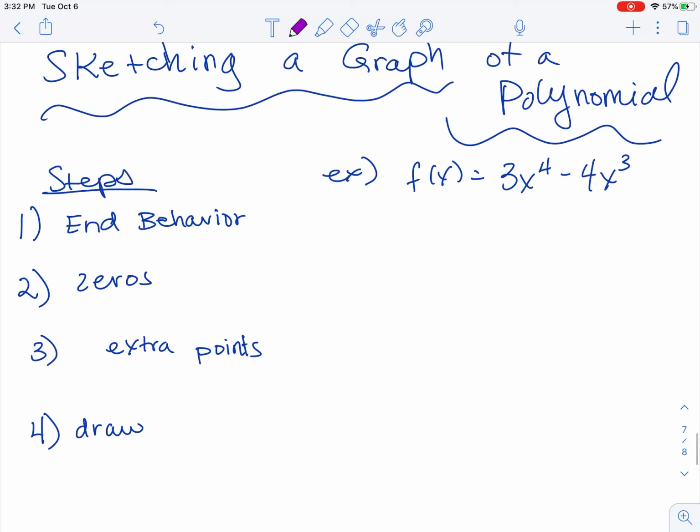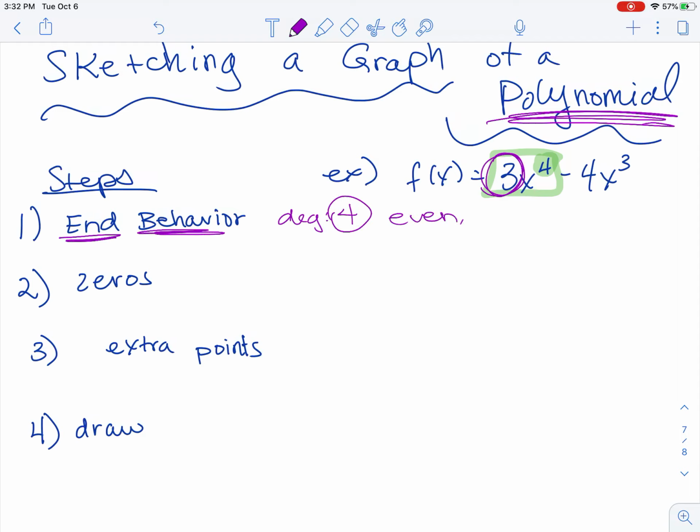And then last but not least, here's how to sketch a graph of a polynomial. So there's 3 different steps we're going to take. We're going to look at the end behavior of the polynomial, which is that grid, right? So for example here, I know my biggest degree here is 4. So my degree is 4, and my a value is 3. So we know we have an even and positive leading coefficient test. So if it's even and positive, remember it goes up to the right and it matches up to the left.